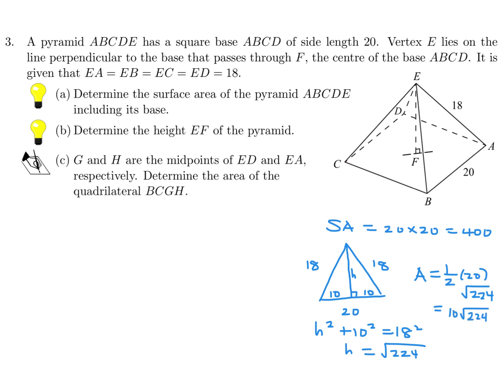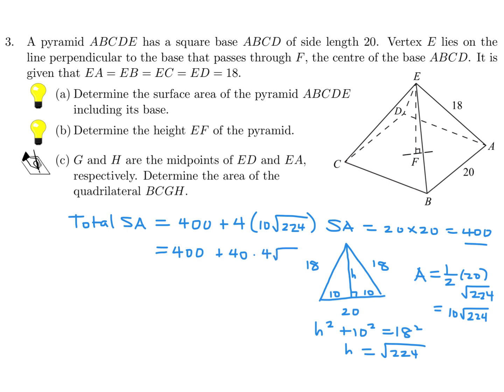Okay. So the total surface area will be the base, which is 400, and then 4 of those triangles. So 4 times this 10 root 224, and that's going to be 400 plus 40 times root 224. What's root 224? Is it 4 root 14? I think 4 root 14. I think so. So that's 400 plus 160 root 14. And that's about as far as you go there. Okay.